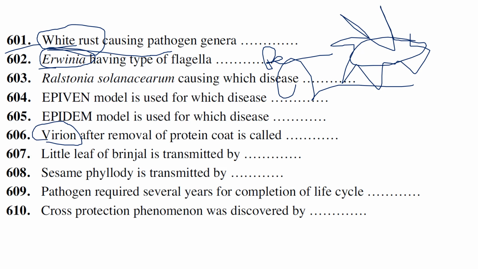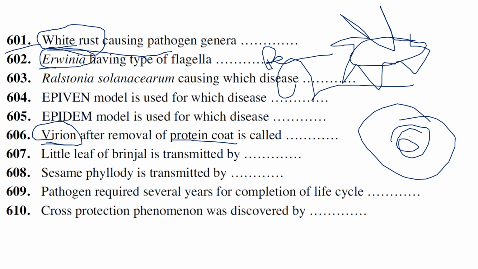Virion is nothing but a matured virus particle. Virion after removal of protein coat is called a viroid. So virion is a matured virus particle. Imagine this is the virus and this is the protein coat. Once this protein coat is removed, it is called a viroid, because the definition of viroid is that it is devoid of protein coat, nucleic acid devoid of protein coat. So that's what they have asked: virion after removal of protein coat is known as a viroid.